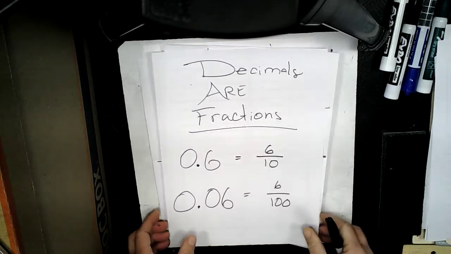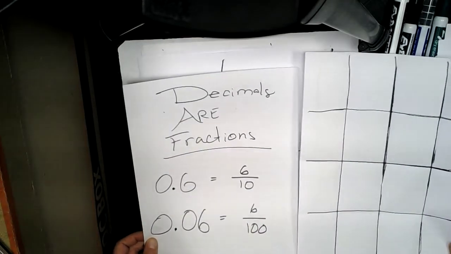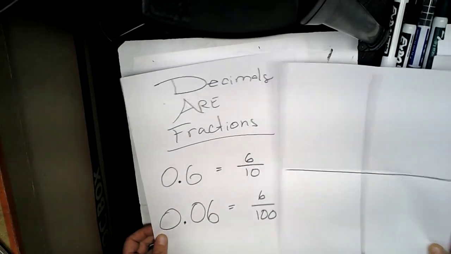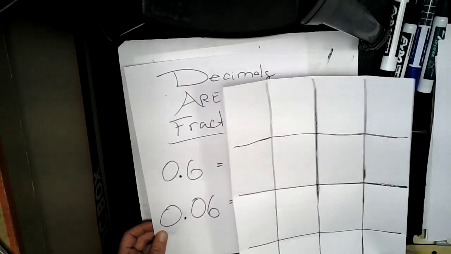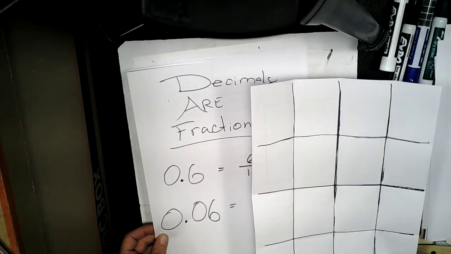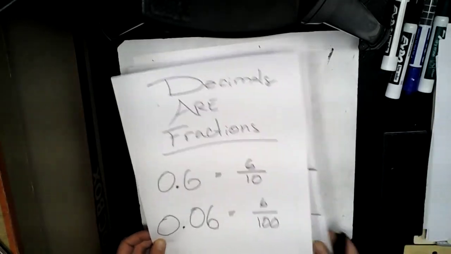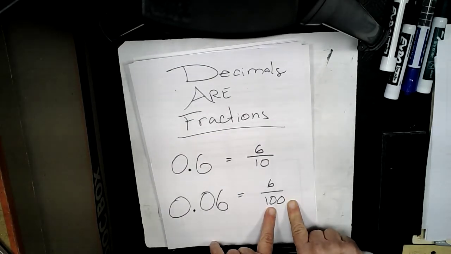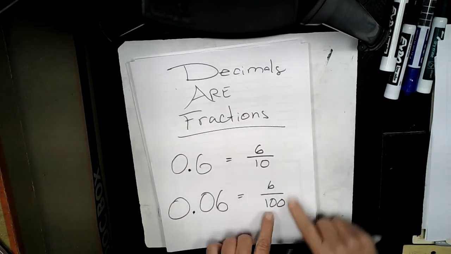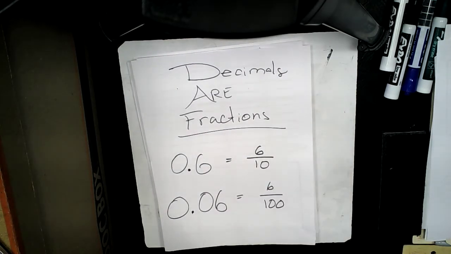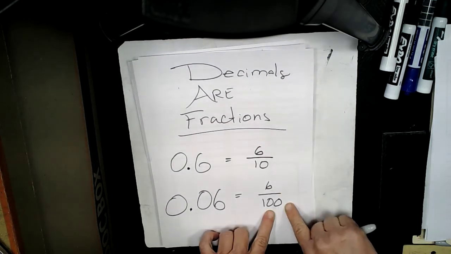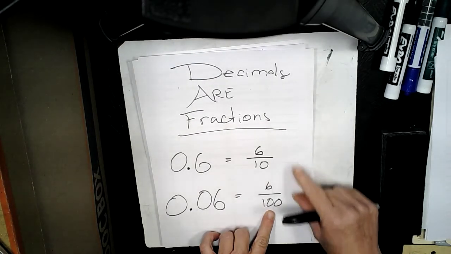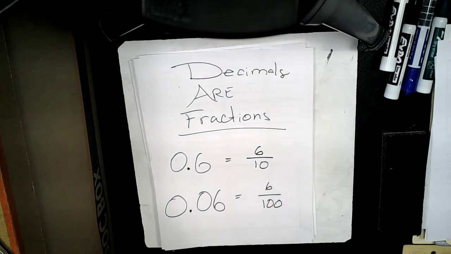And now, based on this reasoning, a smaller denominator indicating a larger portion, or a larger denominator indicating a smaller piece, can help us understand that if we had 6/100, that would indicate a much smaller portion of the whole than would 6/10.